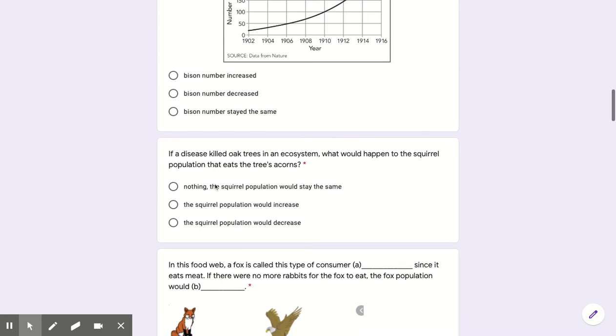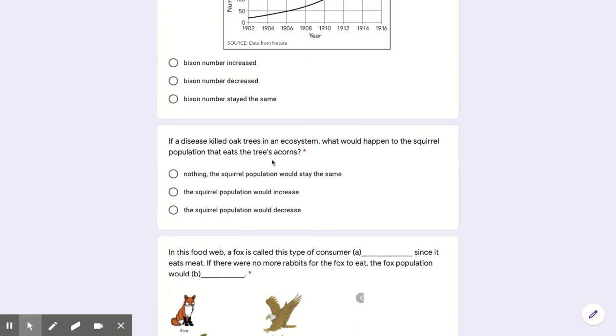Question 7. If a disease killed oak trees in an ecosystem, what would happen to the squirrel population that eats the tree's acorns? Nothing. The squirrel population would stay the same. The squirrel population would increase. The squirrel population would decrease.